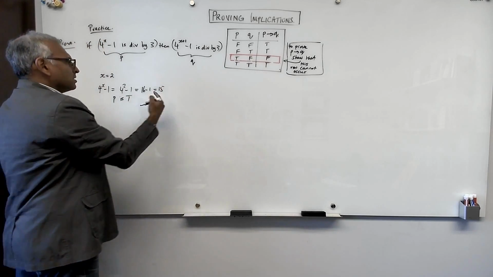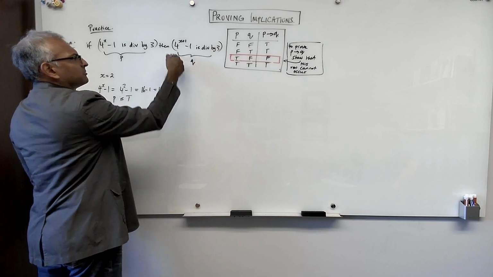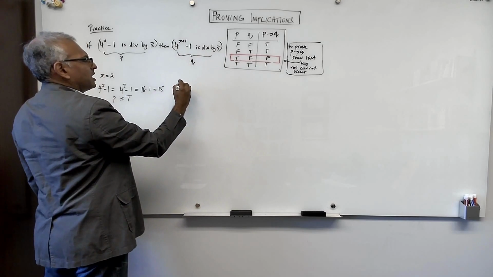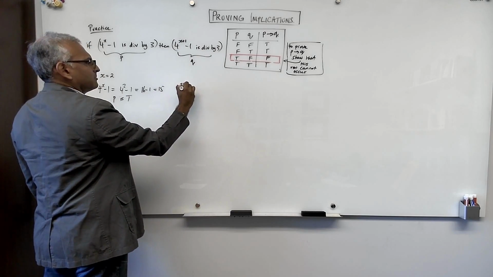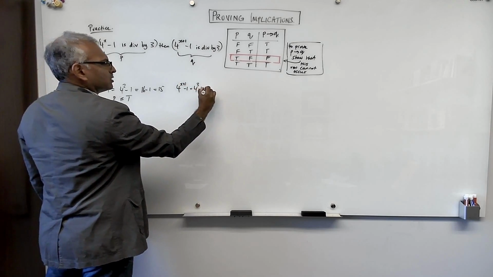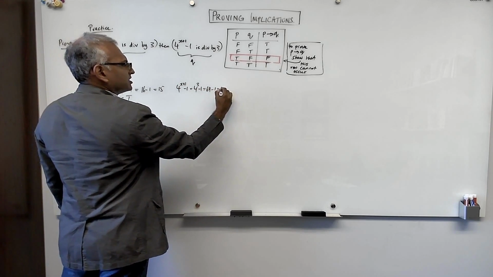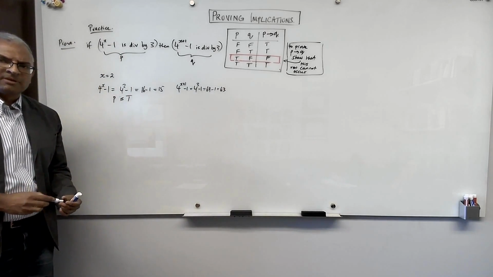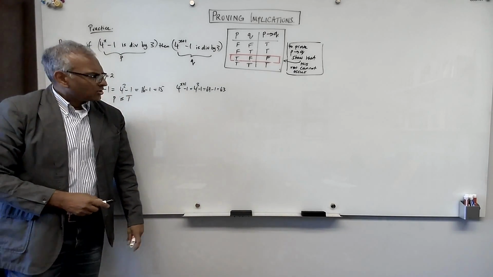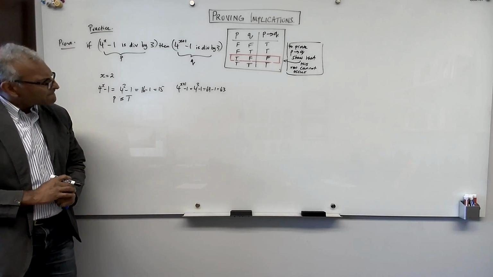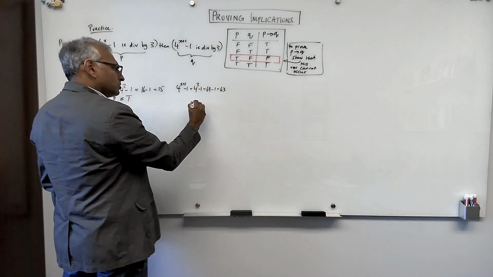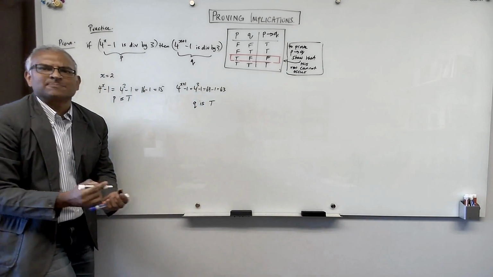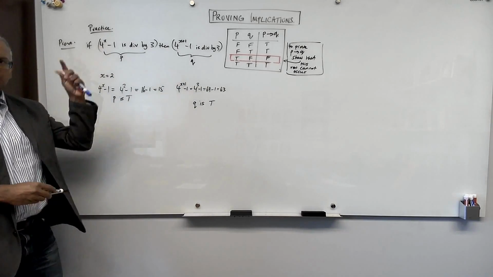So let's look at Q. Q is making a statement about 4 to the x plus 1 minus 1, which is 4 cubed minus 1, which is 64 minus 1, which is 63. And look, 63 is divisible by 3. In fact, 3 goes into 63 21 times. So Q is true, as expected. That's that implication in action.